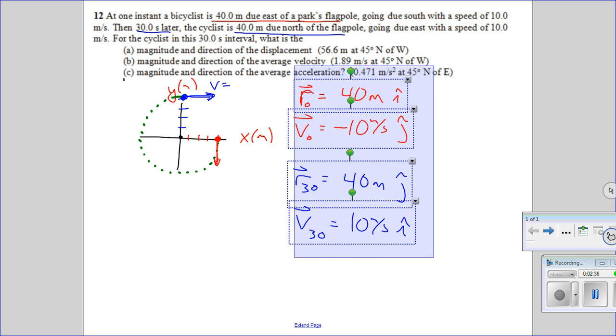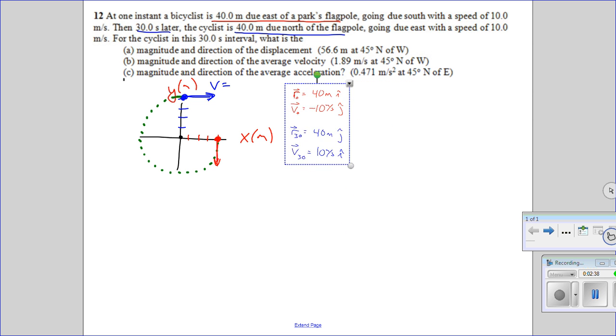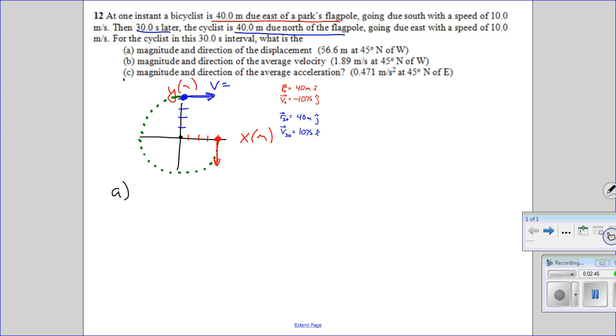All right, so let's free up some space here on the board. Hopefully that's big enough that you can still see it. And now we're going to see if we can solve some of this. Question A says, what's the displacement? So remember, now that we're working in more than one dimension, we're using r for position, and so displacement is going to be change in r. So change in r is our final position, which for us is the position after 30 seconds, minus our starting position, which is r0.